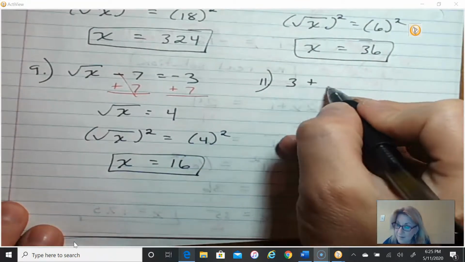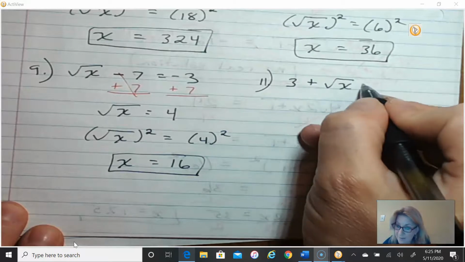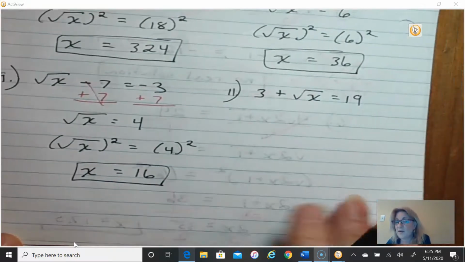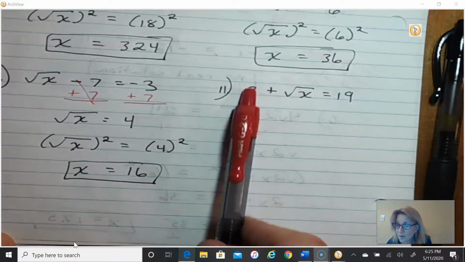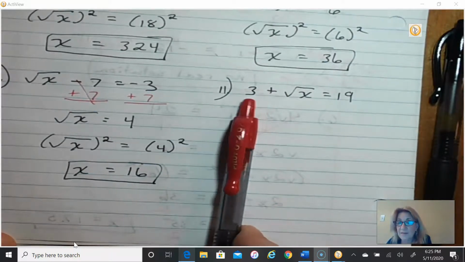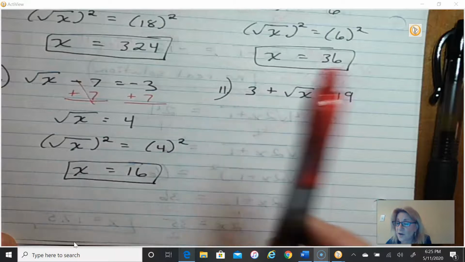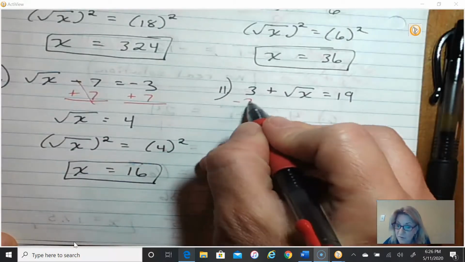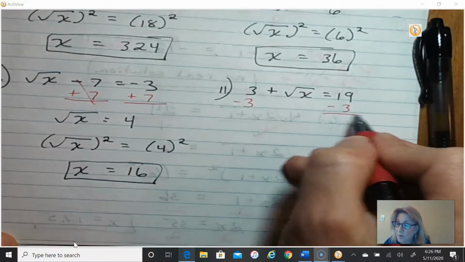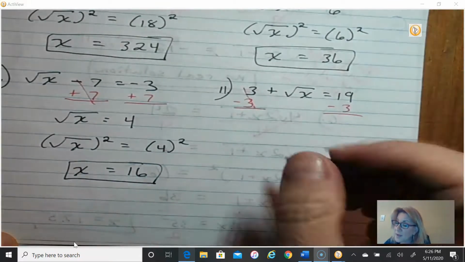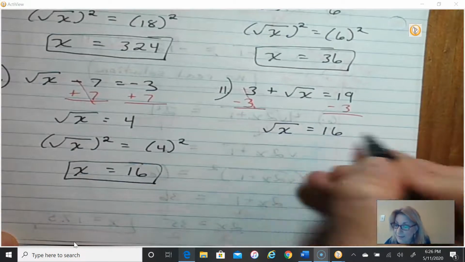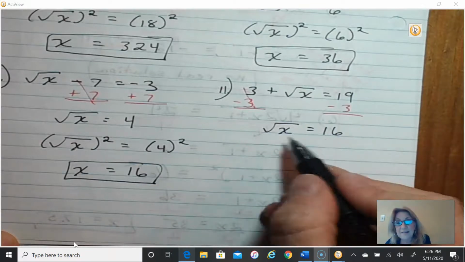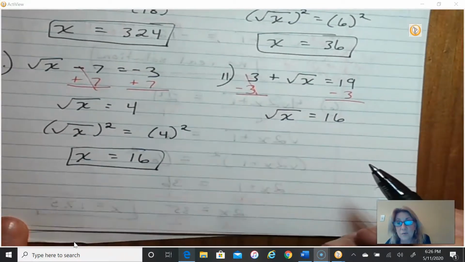3 plus the square root of x equals 19. Okay, what do we have to get rid of first? 3. That is a positive 3 because there's no sign in front of it. So to get rid of it, we have to subtract 3 from both sides. And I'm left with the square root of x equals 16. Okay, that's positive. We've isolated the radical. We're ready to go.